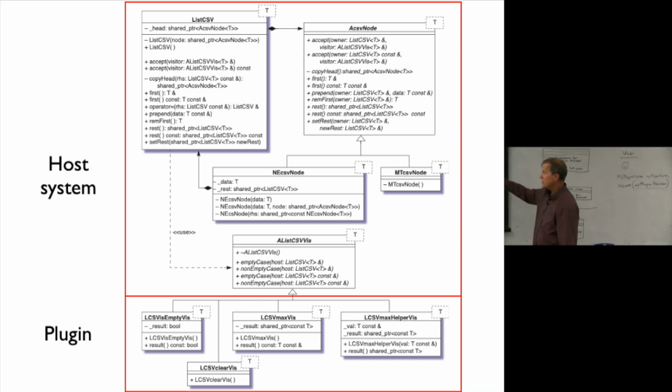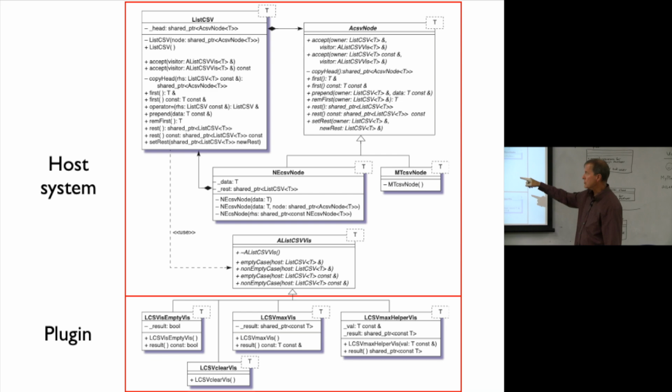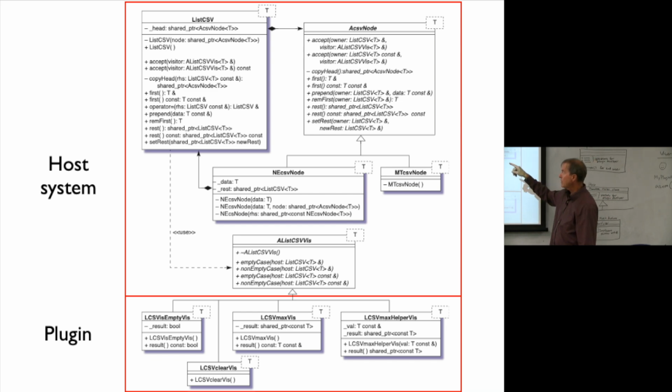Okay, so you see what we've outlined here. There's the host system, and you see the host system. Now for us, what we're going to do is apply this visitor pattern to the composite state design pattern of the linked list. So our project is going to be list CSV, which stands for composite state visitor. So do you see now, what do we have?